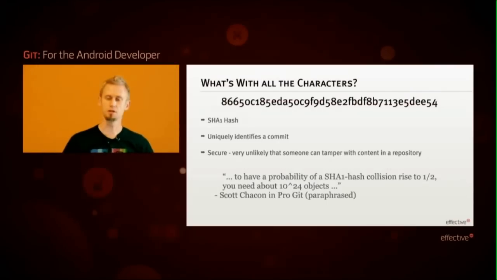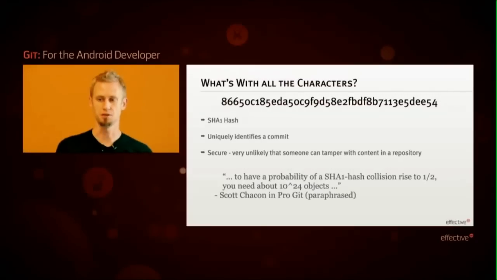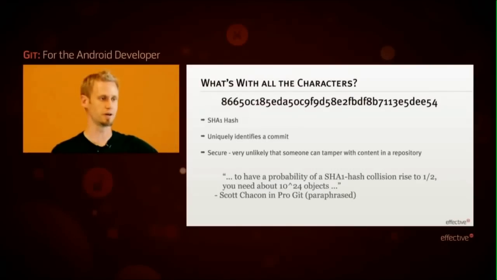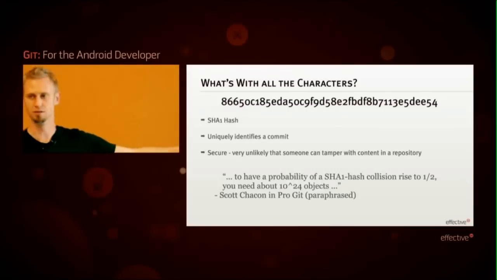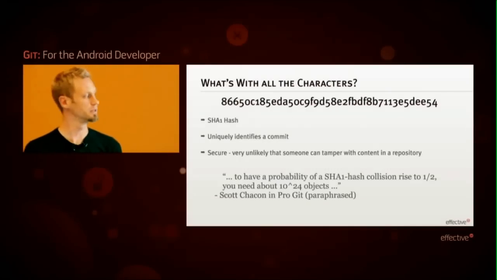And it's also very unique, since you always get the same SHA-1 hash from the same content, I can uniquely identify things in Git, and as people are checking things in from all over the world, I don't have to worry about a collision where a unique identifier is referring to a different commit which has different stuff in it. And here's a little quote from Scott Chacon about how unique it actually is. To have a probability of a SHA-1 hash collision rise to 1/2, you need about 10 to the 24th objects, which is probably bigger than you can have in your repository. So you don't have to worry about that.